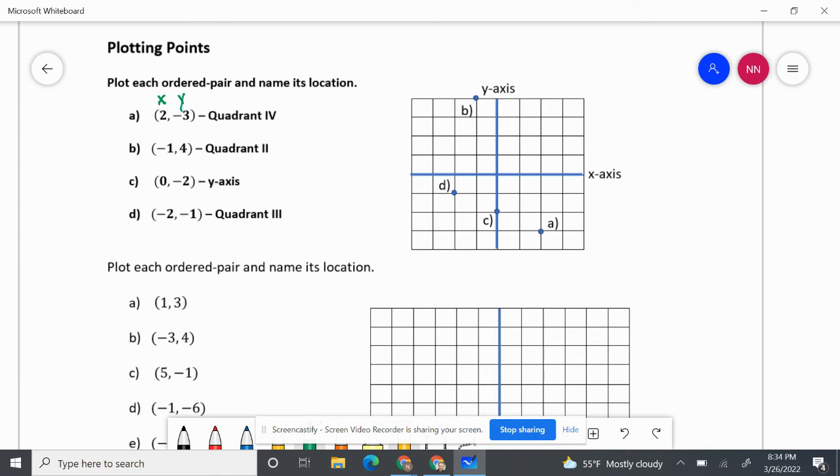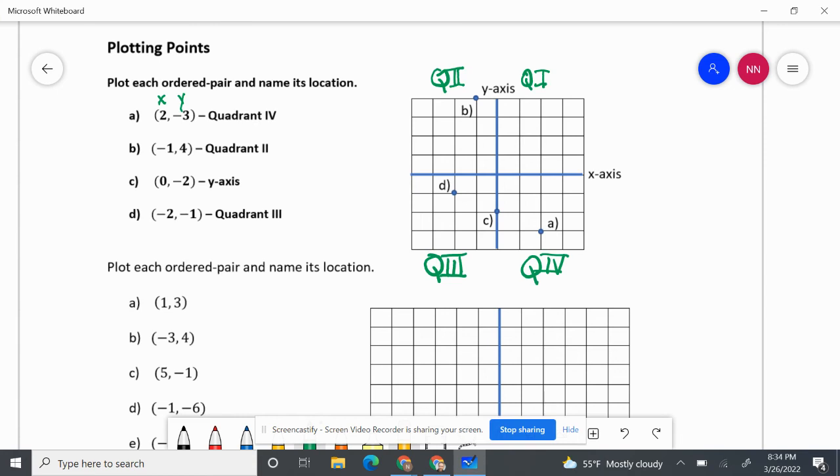Now, when we're talking about the quadrants, we have quadrant 1, we have quadrant 2 in the upper left, we have quadrant 3 in the bottom left, and we have quadrant 4 in the bottom right. The x-axis goes left to right, the y-axis goes up and down.